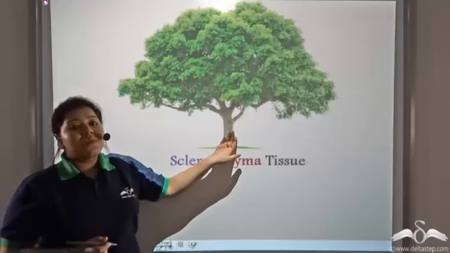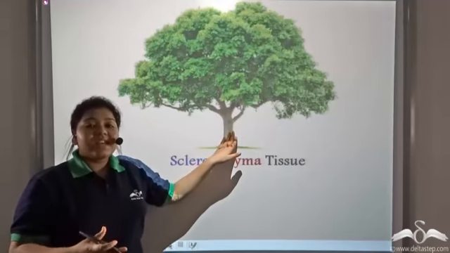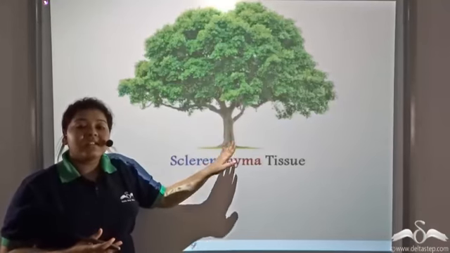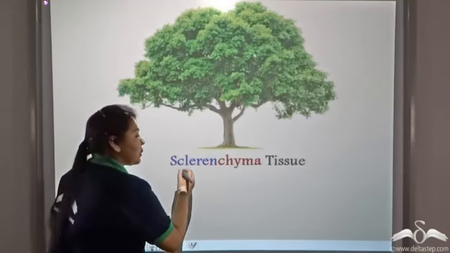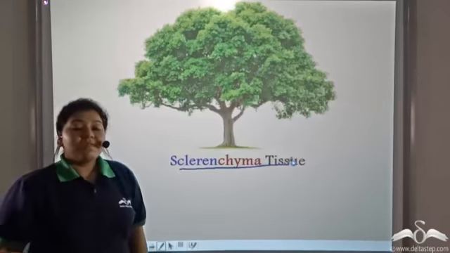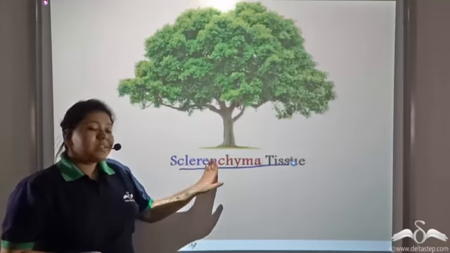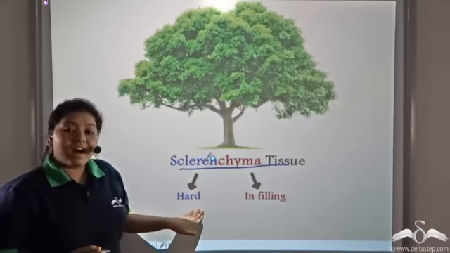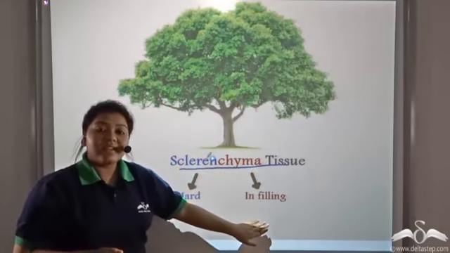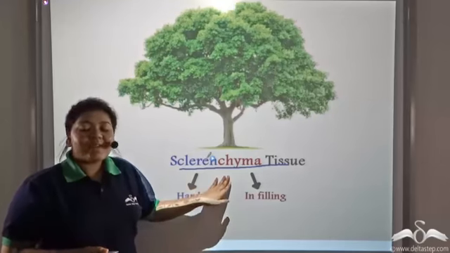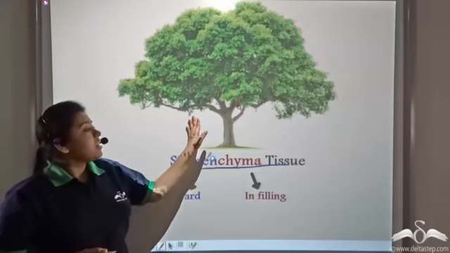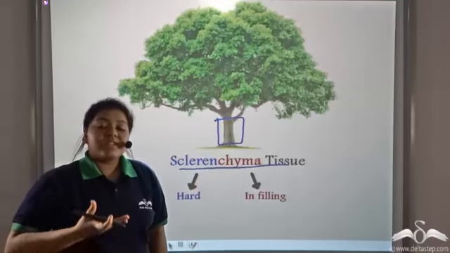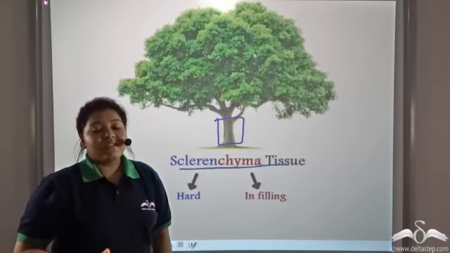So the trunk is what provides the rigidity and the strength to the tree. And the trunk contains a tissue known as the Sclerenchyma tissue. Why Sclerenchyma? Because in Sclerenchyma, the scleren part of the word means hard, and chyma is the infilling. So Sclerenchyma tissue that is present inside this trunk is what is giving the rigidity and the excessive strength to the tree.